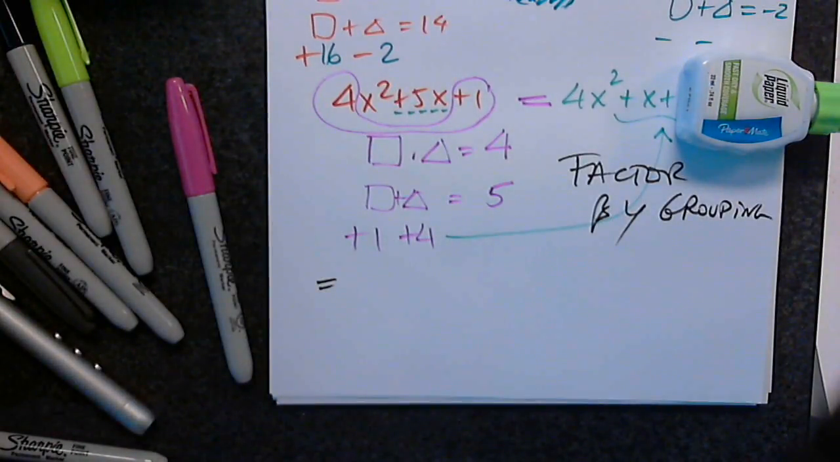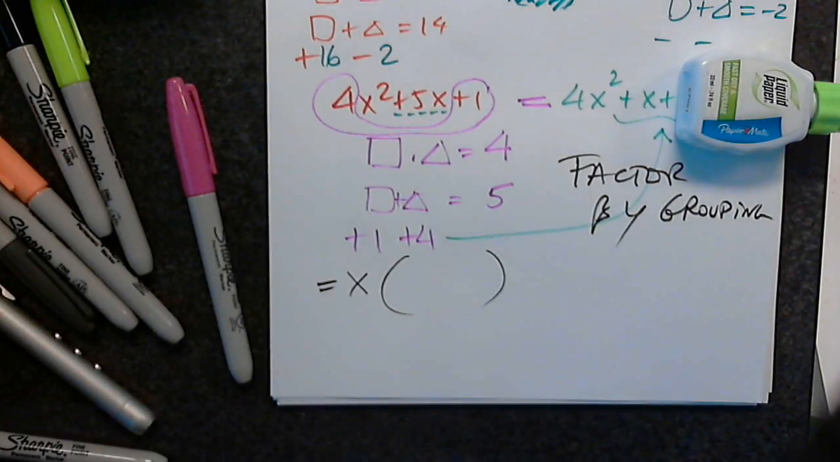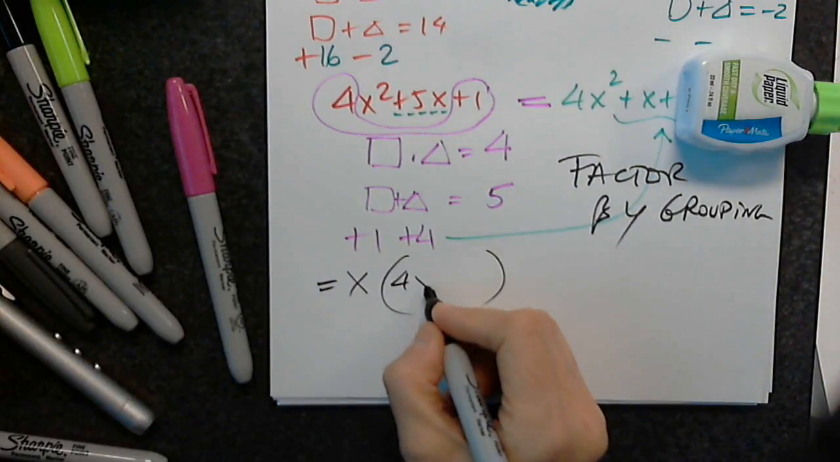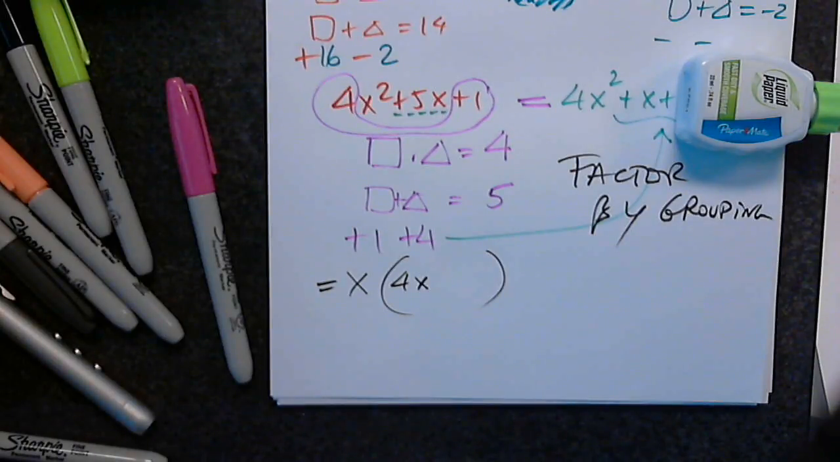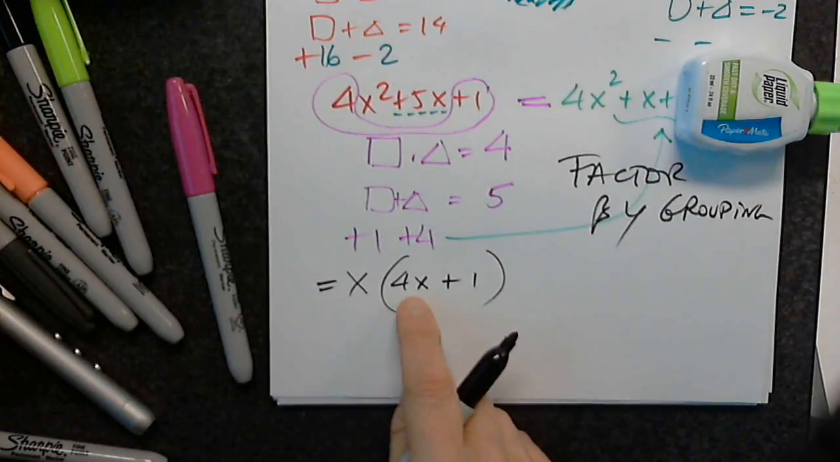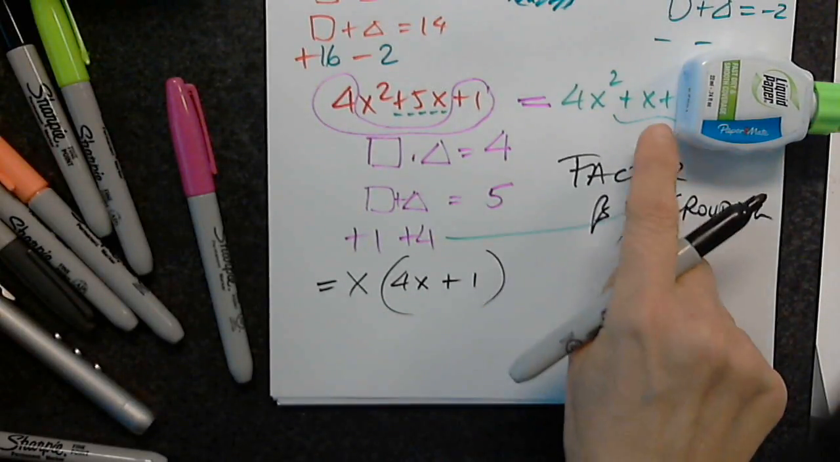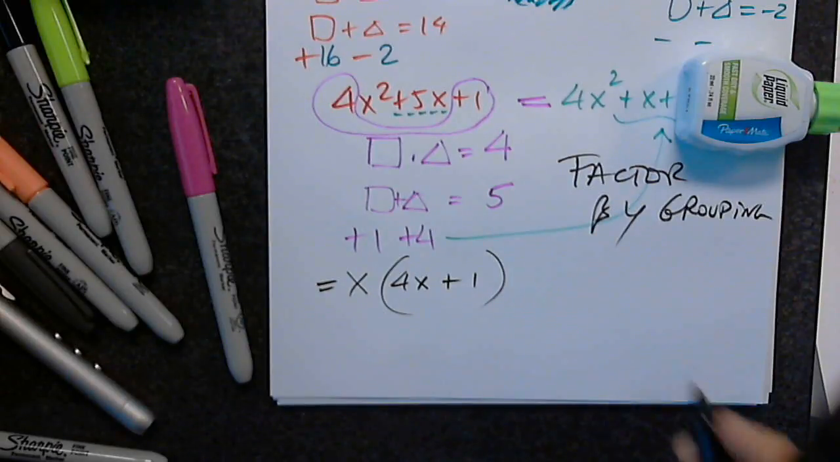Disregard for a moment the last two terms and look at these two and tell me what to factor out. X. Just x. There is nothing else that is common to those two terms. X. What is left in parentheses? 4x. I start with two terms. If I don't write two terms, I'll never recover them. X times 4x. X times 1. Agreed? Yeah.